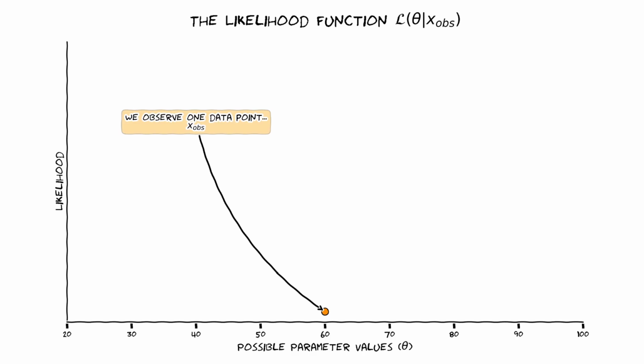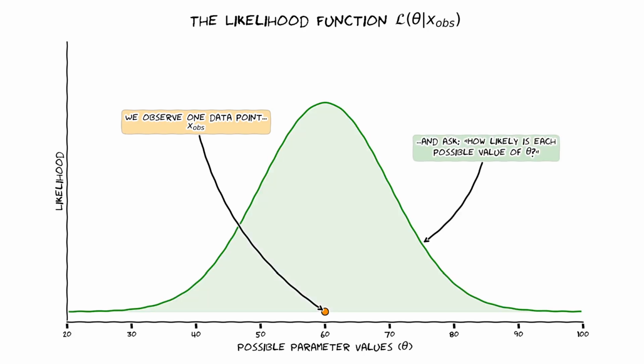Instead of asking, given the true theta, what data would I get? We flip the question around. We start with a single data point that we actually observed. Then we ask, given this specific data point, how likely is every possible value of theta? This defines the likelihood function. For each hypothetical value of theta on the x-axis, we calculate the probability that it would have produced our observation.